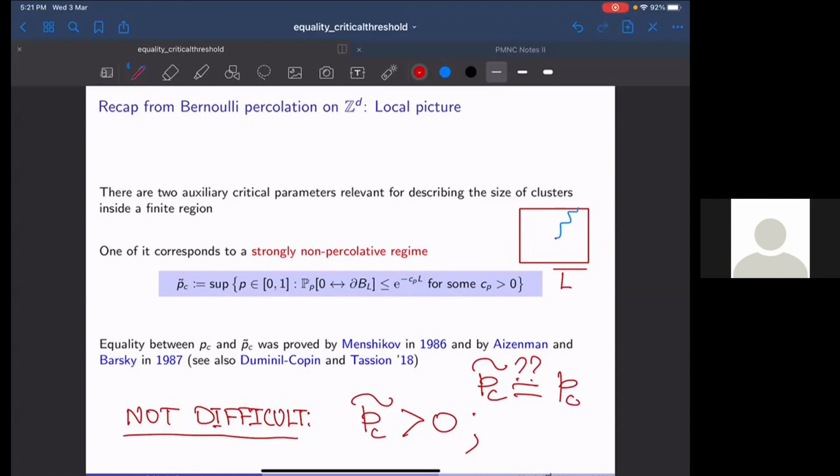The first proof for Bernoulli percolation was given by Menshikov in 1986, and a year later, a bit different proof by Aizenman and Barsky. Now, in more recent times, Hugo and François Tessiot gave a proof of this for very general graphs, actually. I think Tom already talked about that also. Any questions so far?